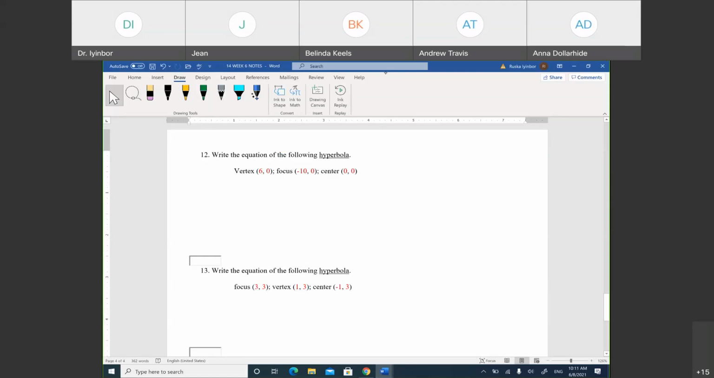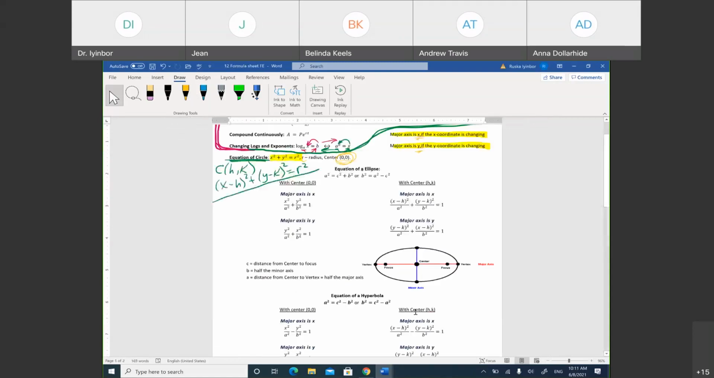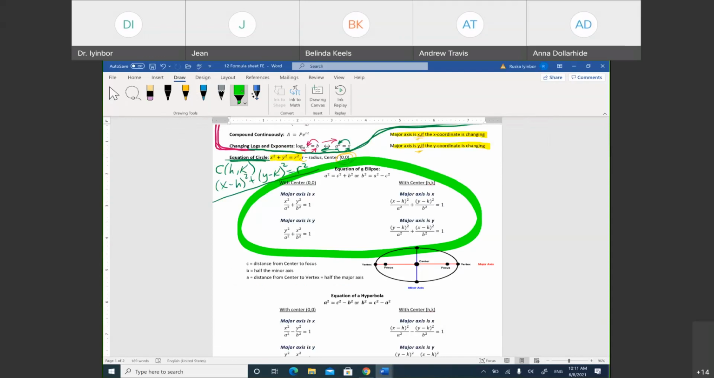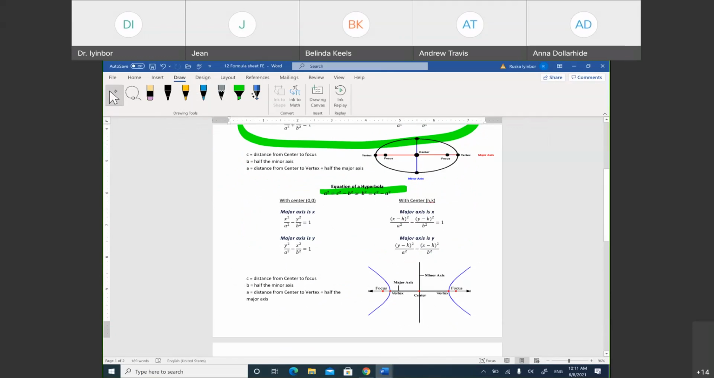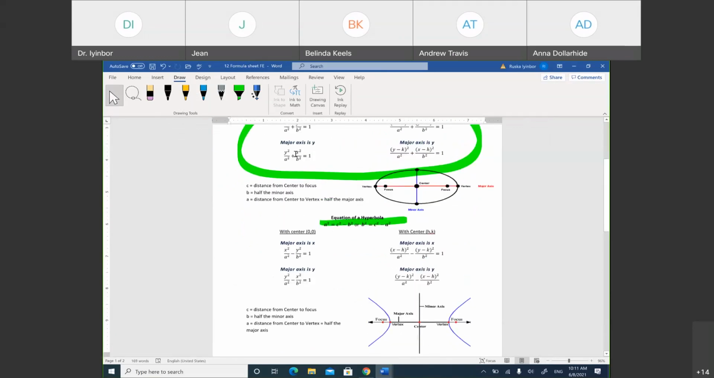So here's the hyperbola. What you have different from ellipse is just different types of formulas. Instead of looking up here where the equation of ellipse is, you're going to look down here. That's the only difference, because I told you the difference between ellipse and hyperbola is the sign. Ellipse has plus, hyperbola has minus. Pretty much everything else is the same. So that plus and minus changes the graph.